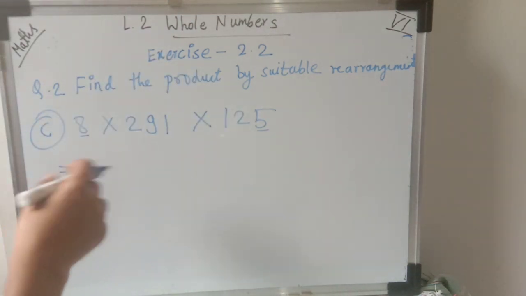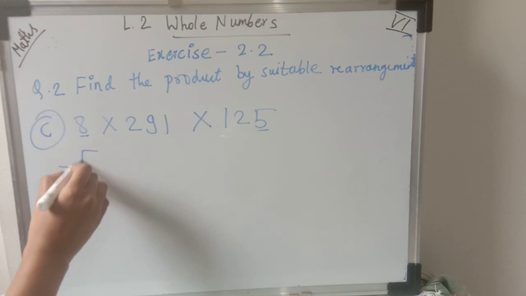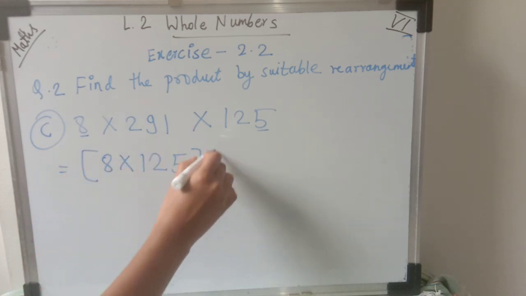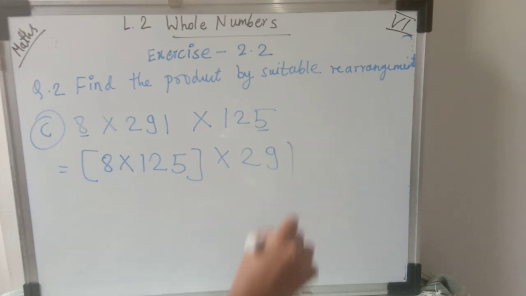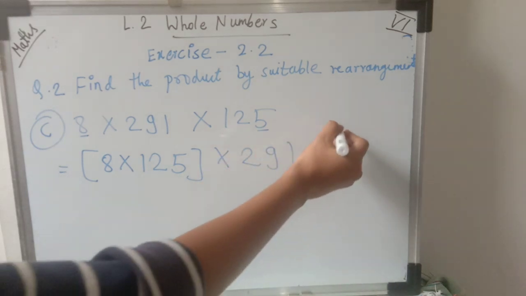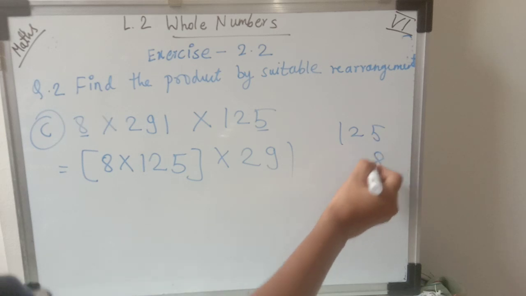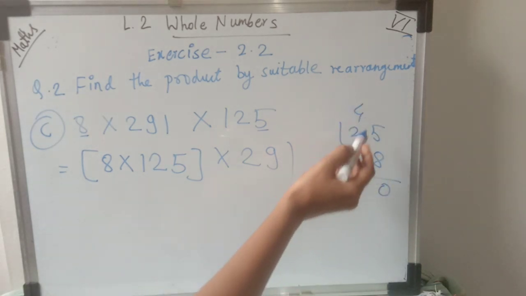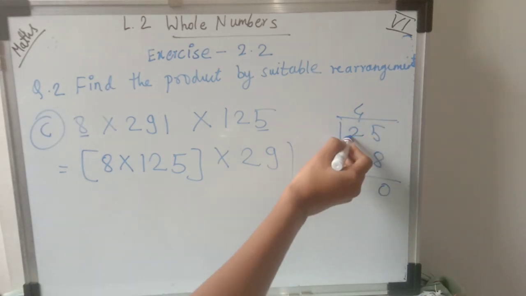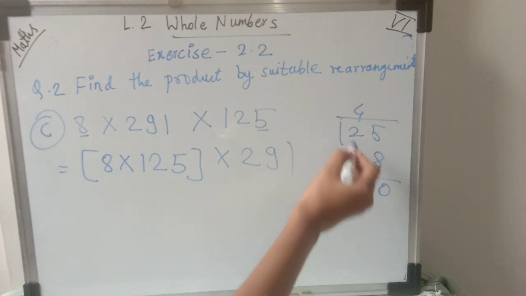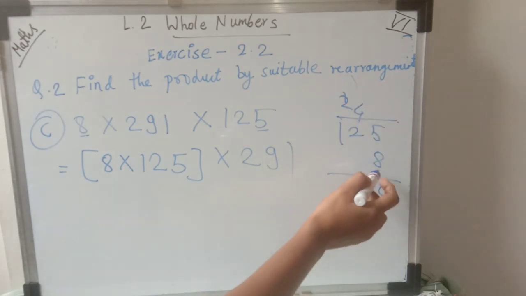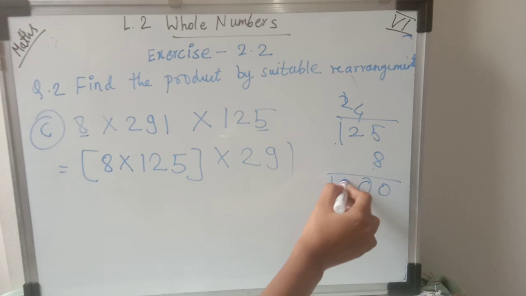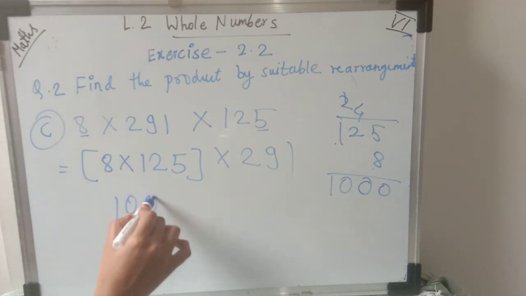So what I am deciding here, I will do first the multiplication 8 with the 125. Okay, and then I will multiply the 291. So let's do the multiplication 125 and 8. So here 8 5s are 40. 4 we have to carry here. 8 2s are 16. 16 plus 4 is 20. Here will come 2. 8 1s are 8. 8 plus 2 is equal to 10. So we got the answer, that is 1000.